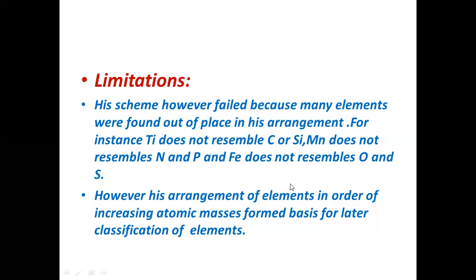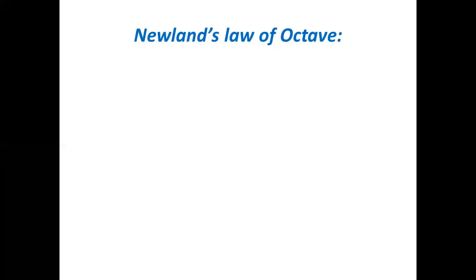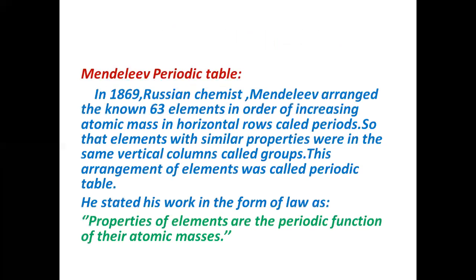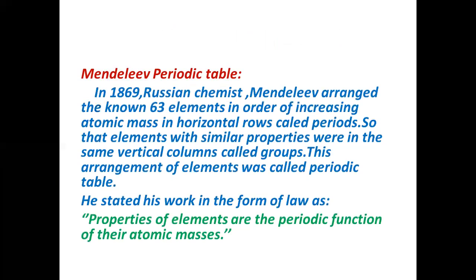However, his arrangement of elements in order of increasing atomic masses formed the basis for later classification of elements. Other scientists took help from Newlands' law of octaves. Then another scientist named Mendeleev presented his periodic table, which is called the Mendeleev periodic table. He was a Russian chemist, and in 1869 Mendeleev arranged the known elements.